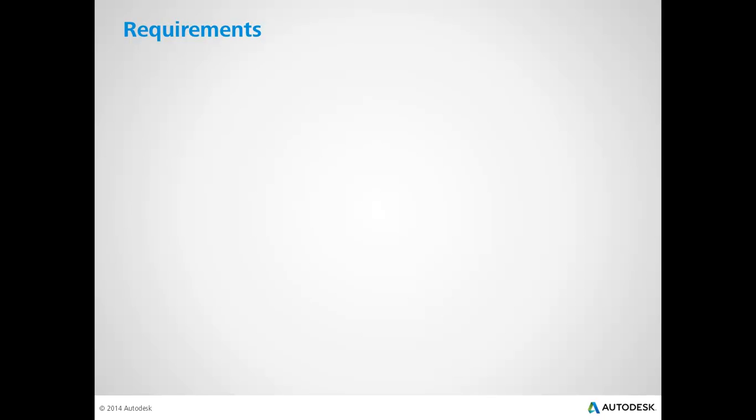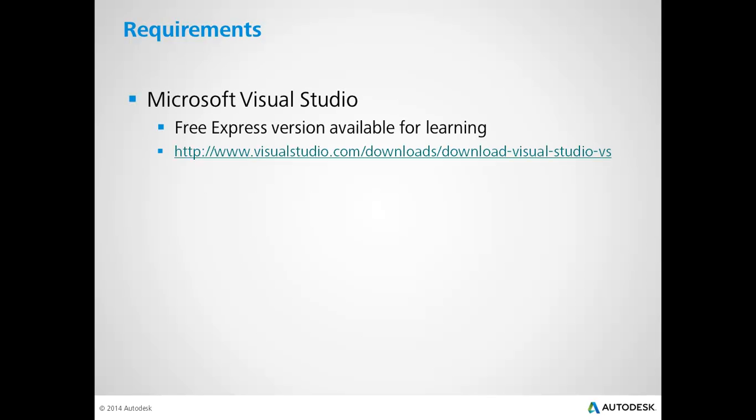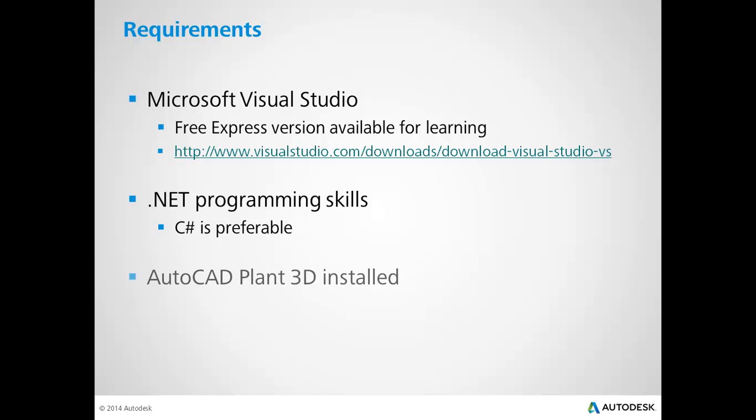So here are the requirements you need to develop for Plant3D. First, you need Microsoft Visual Studio. There is a free Express version available for learning. You can download that version at the link you see on the screen. Also, you need .NET programming skills. For this presentation, I'm going to use C#, but you can use any other .NET compatible language. Of course, finally, you need AutoCAD Plant3D installed on your machine.